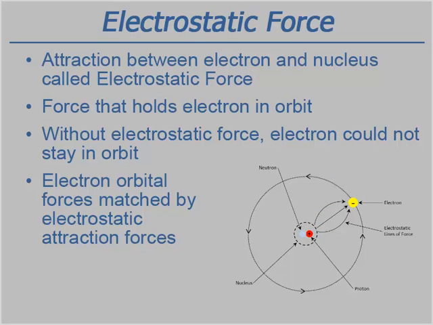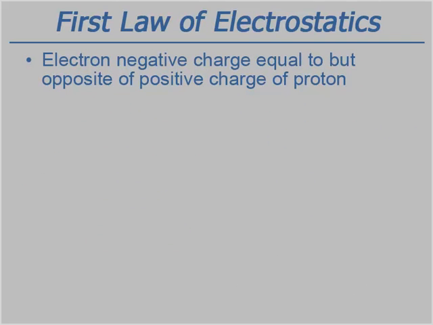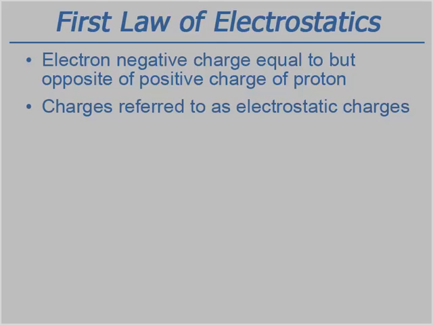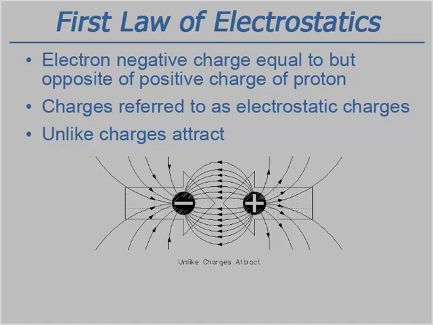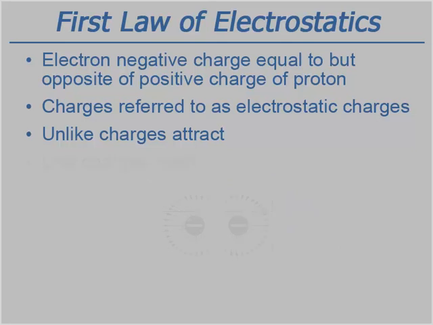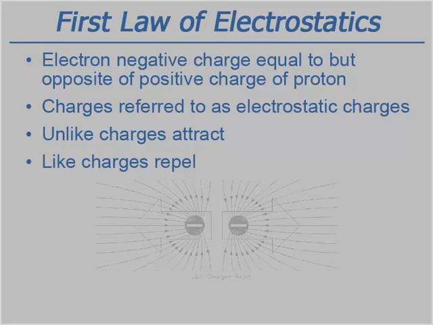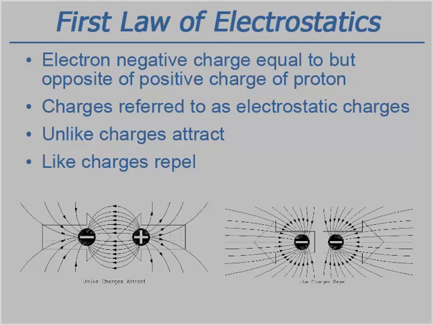Bodies that attract each other in this way are called charged bodies. As mentioned previously, the electron has a negative charge, and the nucleus, due to the proton, has a positive charge. The negative charge of the electron is equal but opposite to the positive charge of the proton. These charges are referred to as electrostatic charges. In nature, unlike charges, like electrons and protons, attract each other, and like charges repel each other. These facts should be remembered because they are the vital concepts in electricity.